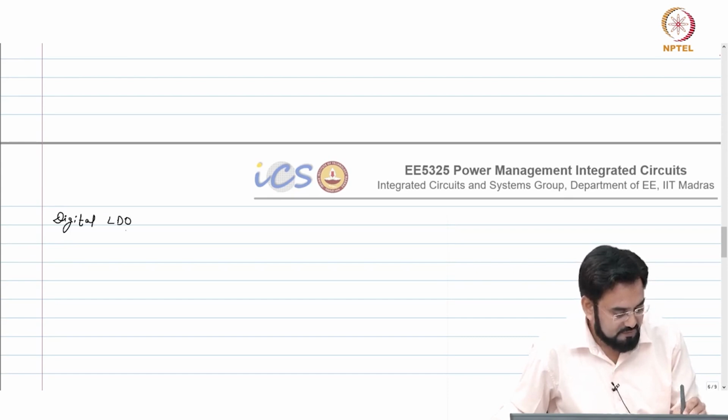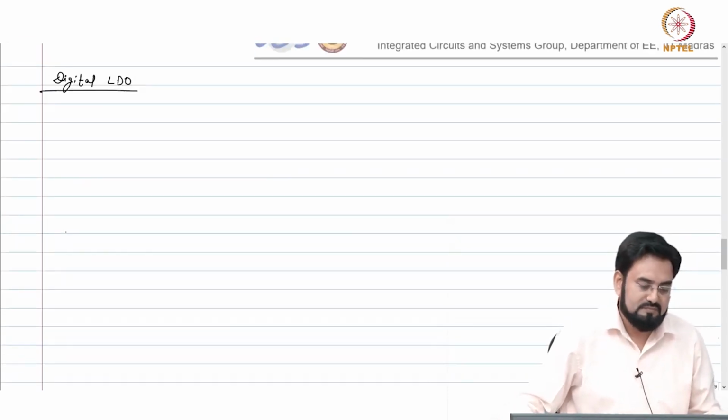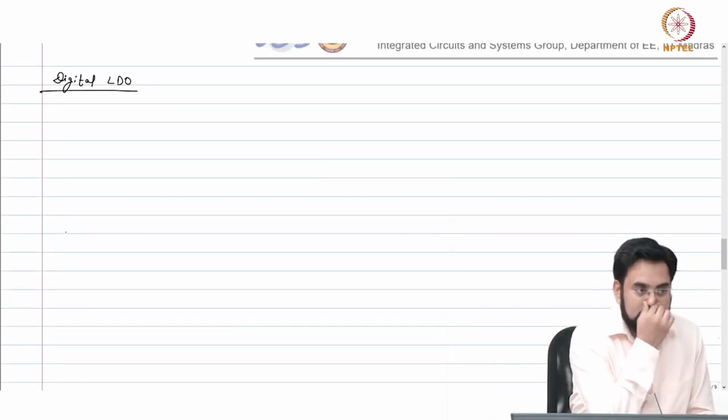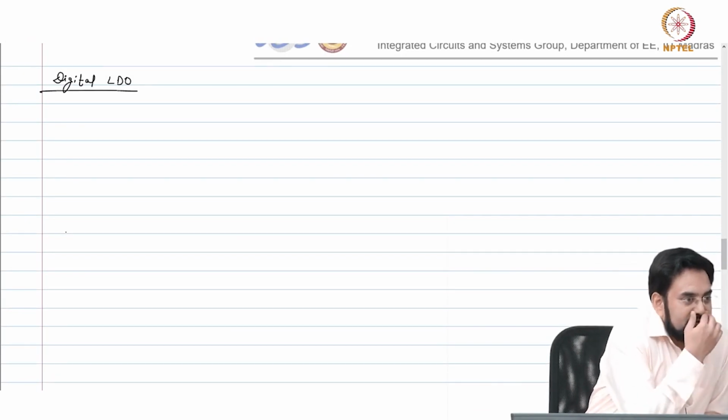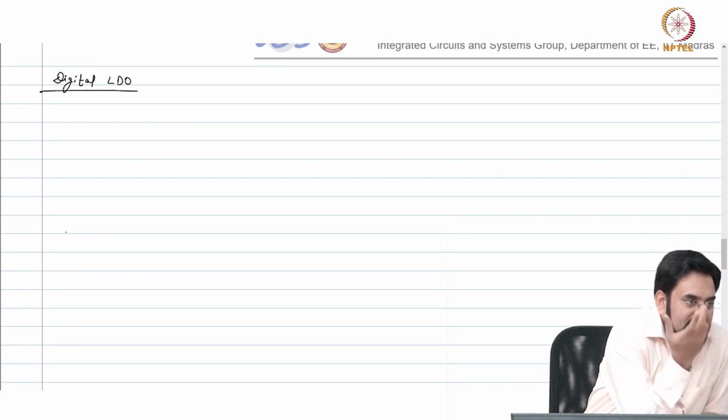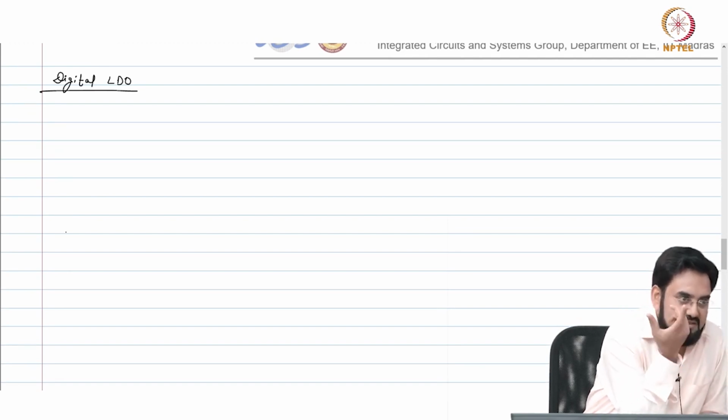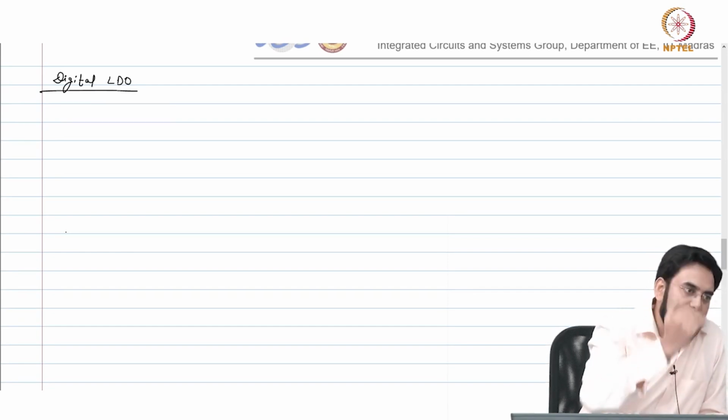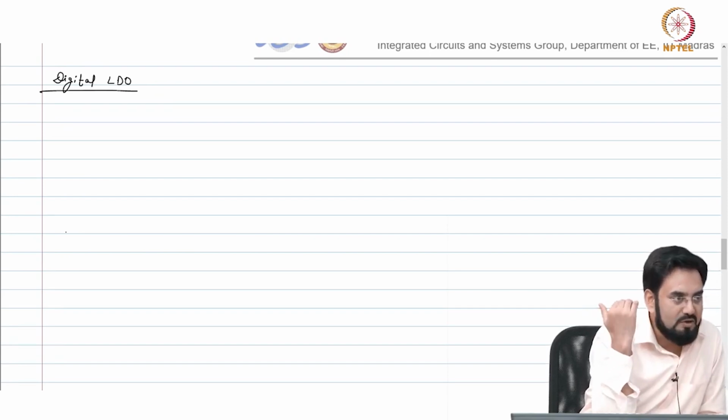Digital LDO. So far we have seen we use an error amplifier. In the feedback you need to compensate it, and that error amplifier generates your control voltage, which controls the gate of your pass transistor, which is nothing but your voltage controlled current source. Depending upon what the load current is, that control voltage will move up or down and will ensure that your output remains constant for that particular load.